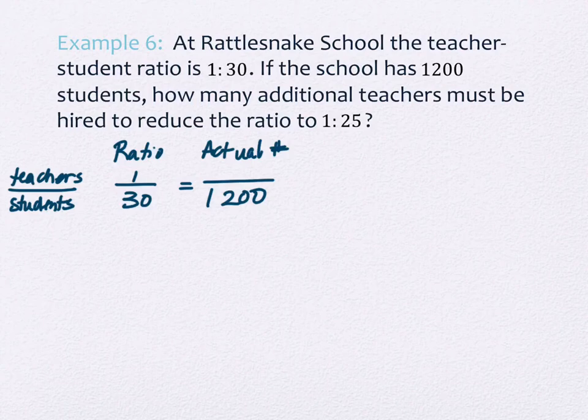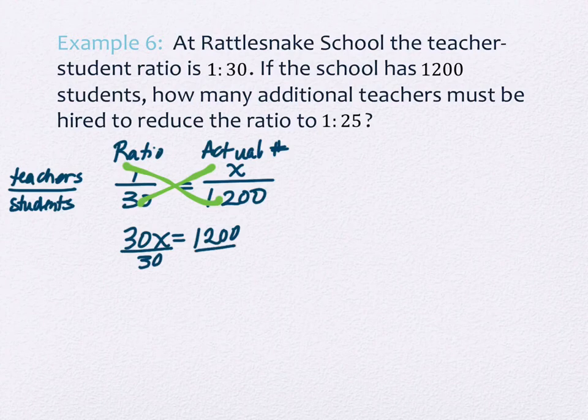Now, I know that there's another ratio up here about the 1 to 25. This is a two-step problem because they want to know how many additional teachers they need to hire. So what we need to find out is how many teachers they have now with the 1 to 30 ratio, and then how many teachers they should have later with that 1 to 25 ratio, and then we can find how much off we are. So I can find out how many teachers we have now by cross multiplying here. So I have 30x equals 1,200.